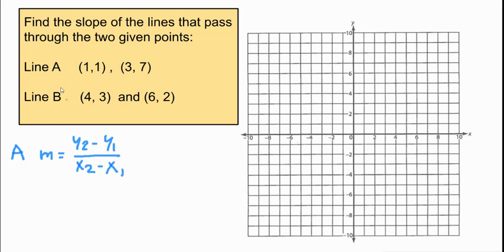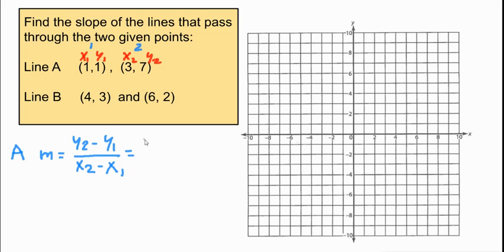Now let's label these points. We're going to call this first point for line 1 or line A 1 and the second point 2. And then it's probably helpful to further label this as x1 and y1 and x2 and y2. That makes it easy to do the substitution and to make sure that we don't make a mistake, because we can look up these values.